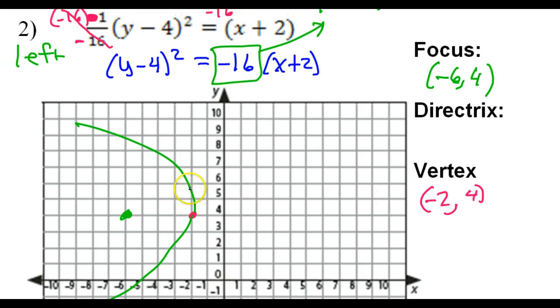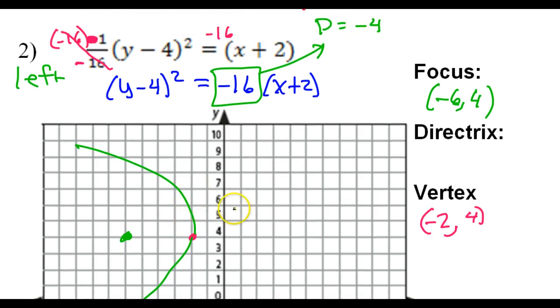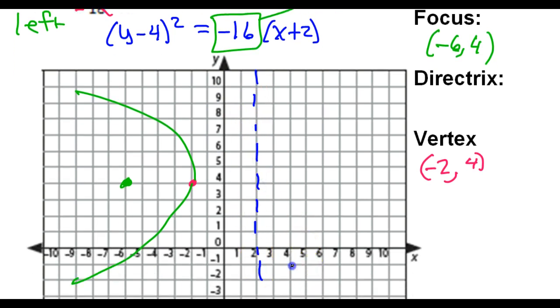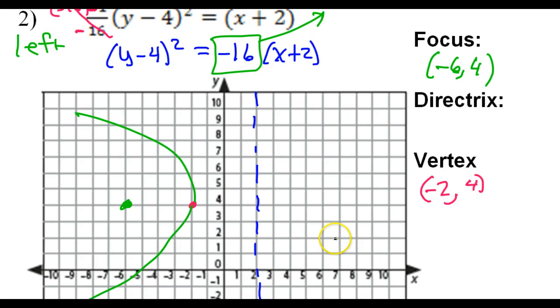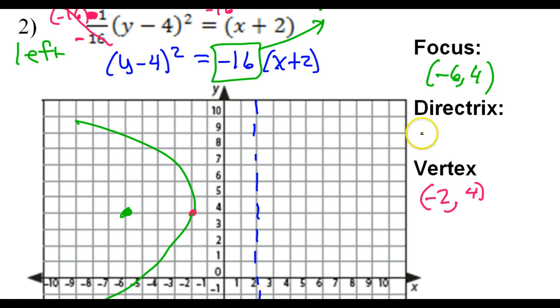All right, for the directrix, I'm still going to use this p-value, but I'm going to move in the opposite direction. So I'm going to move 4 to the right. So 1, 2, 3, 4. I shouldn't actually put a dot at all. Whoa. Just put your vertical line. All right, so that's a vertical line at 2. So that's x equals 2.